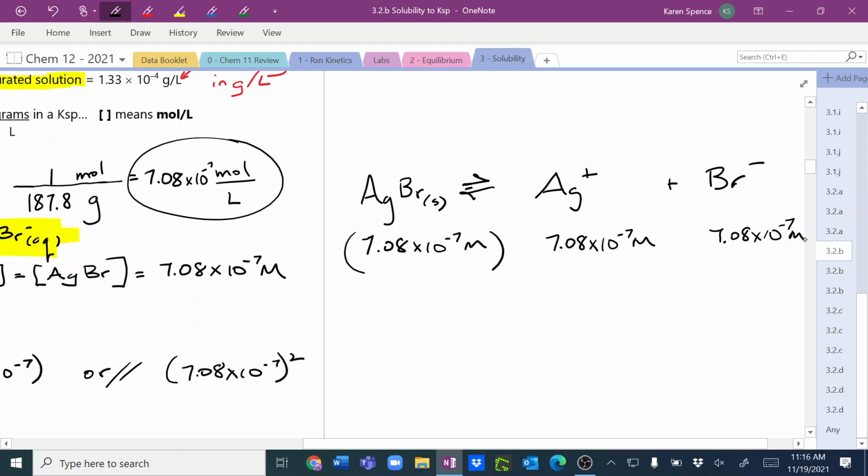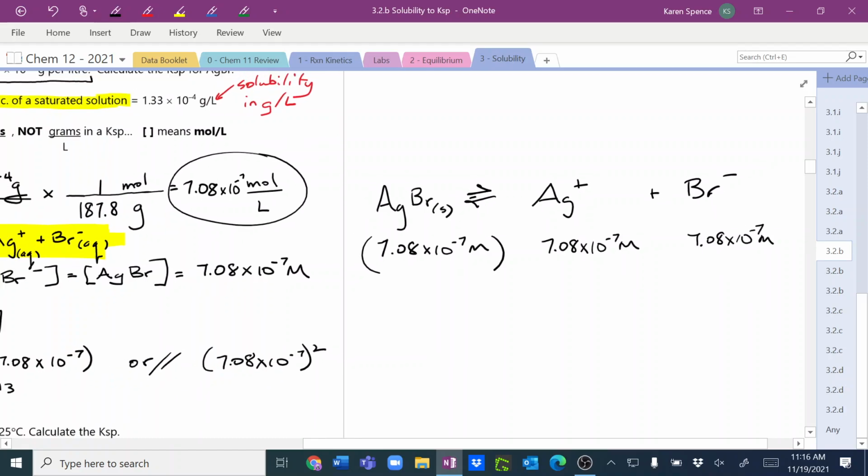The reason I'm having you do it every single time, it's super simple when it's 1-to-1-to-1, but if you don't have the habit of writing it every time, you might not write it when you need to, which is when you have a not 1-to-1 ratio.